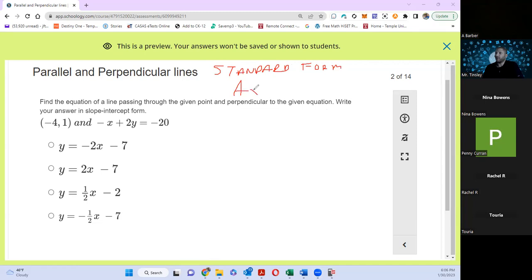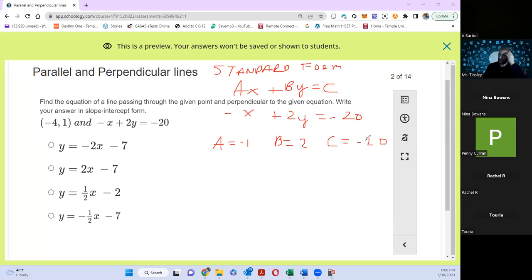So standard form is Ax plus By equals C. If we're looking at this equation, minus x plus 2y equals minus 20, A is what? What's the coefficient of the x? Minus 1. What's the coefficient of the y? 2. And what's the constant? Minus 20. So you should be able to easily identify A, B, and C.